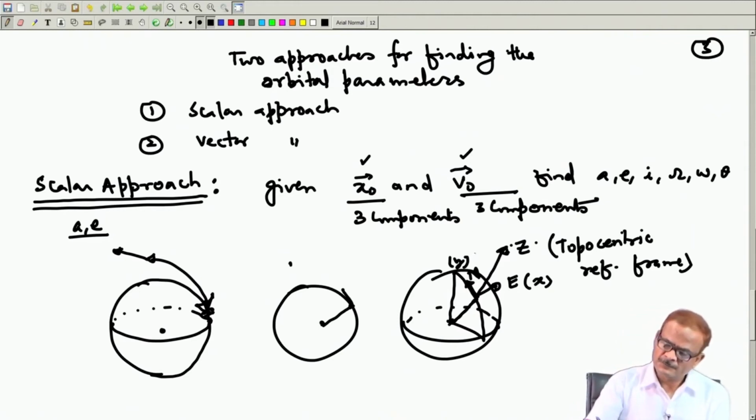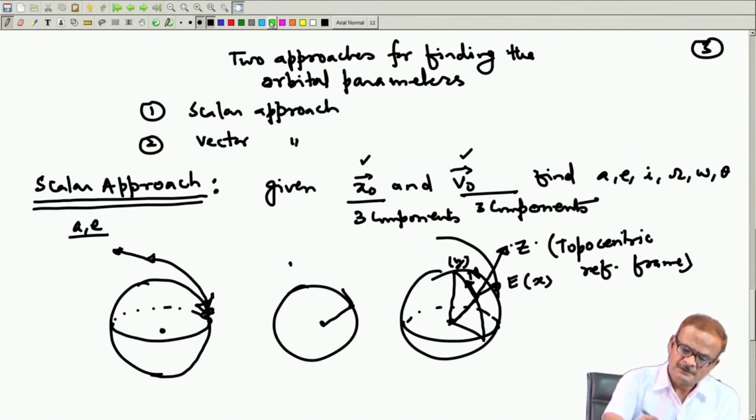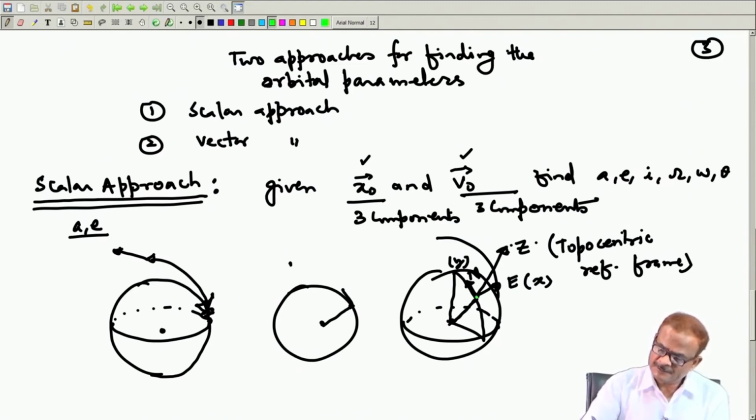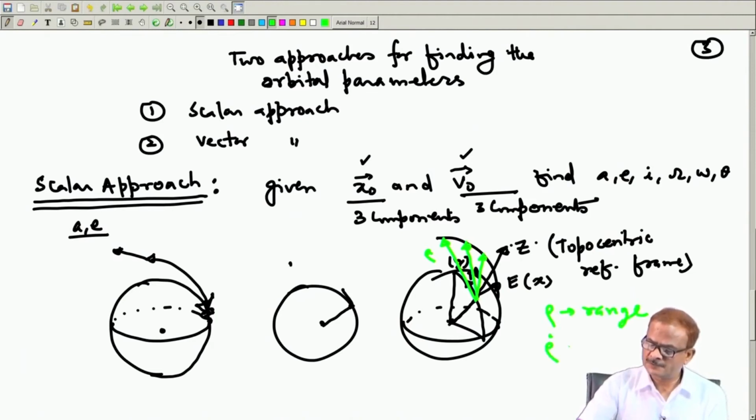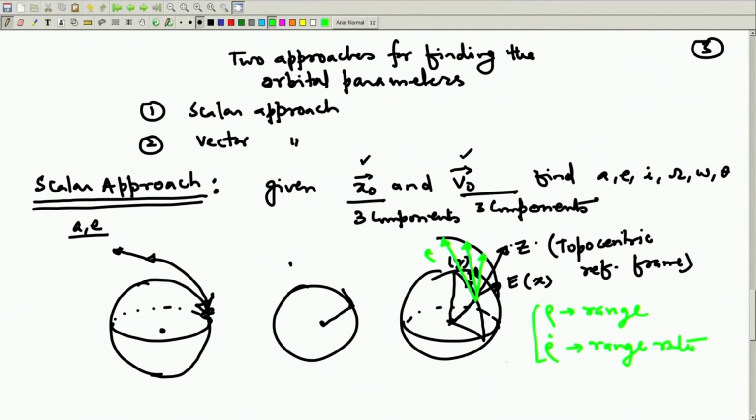While the satellite is launched and going into the orbit, the radar is monitoring this distance from here to here. This distance is written as rho. Rho is called the range, and rho dot, the rate of change of the range, is called the range rate. So, this is measured.